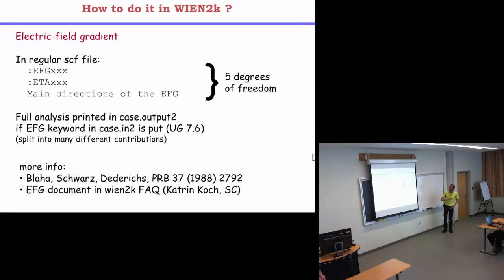How can Wien2k give you that field gradient? Also, this comes for free. It's always available in the SCF file. So we need to have these 5 degrees of freedom, and you find them as the EFG label for a specific atom, the eta label for a specific atom, and immediately thereunder you have three vectors that give you the principal orientations of that tensor, the principal axis system of that tensor, and that is again three pieces of information, so five in total. And you can do some more interpretation and post-processing of this information, for which I refer to these sources.